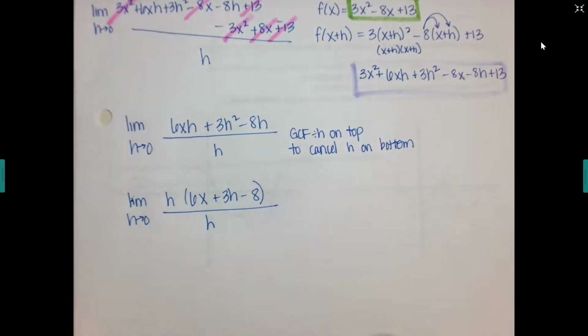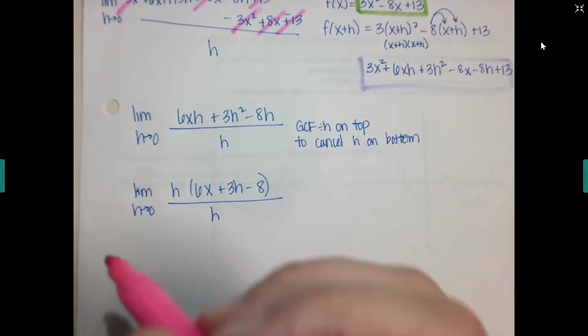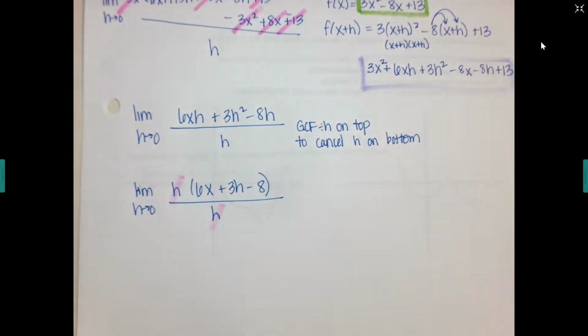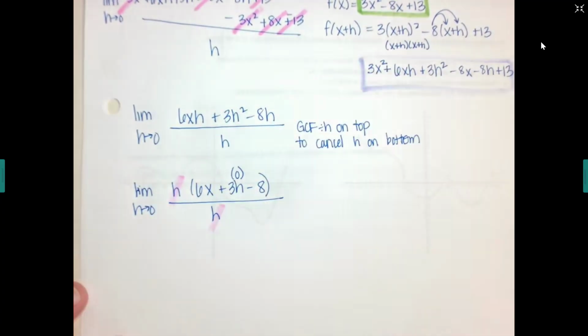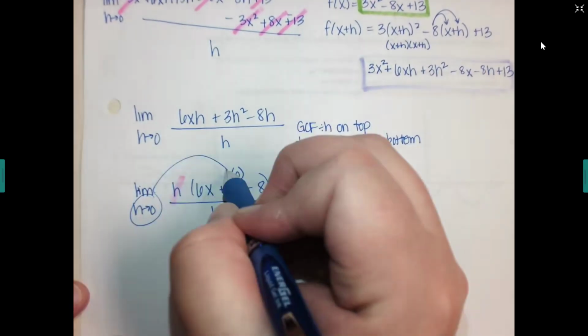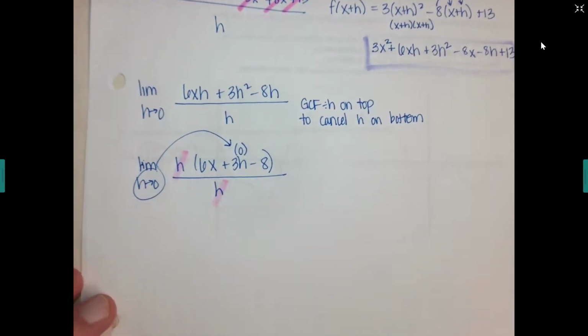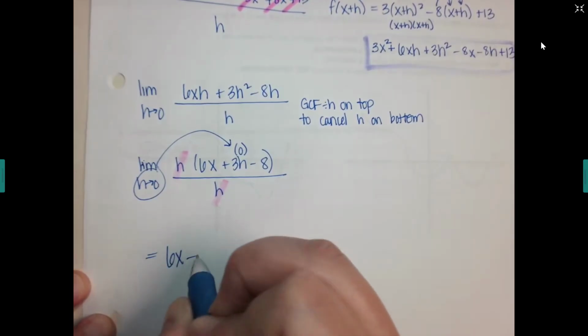And then remember, the reason we did that is to cancel that h on the bottom, so now it's gone. Okay, then from there, what's my goal? What is h approaching? What number? 0. So that's going to zero out my 3, because 3 times 0 would be gone. So remember, you only plug it into the h's that survive. So the h in front and the h on bottom, those are gone. So my final answer is 6x minus 8.